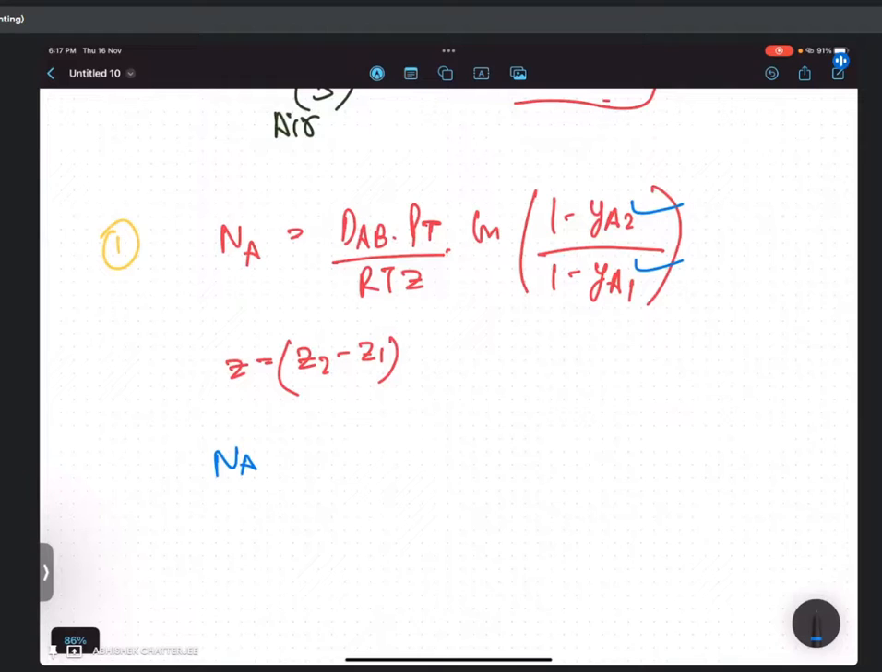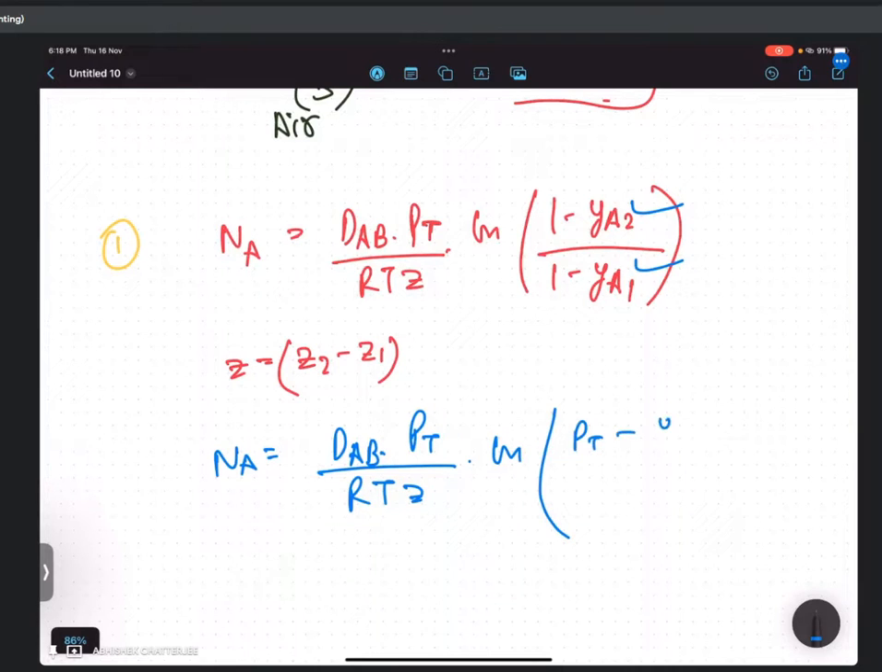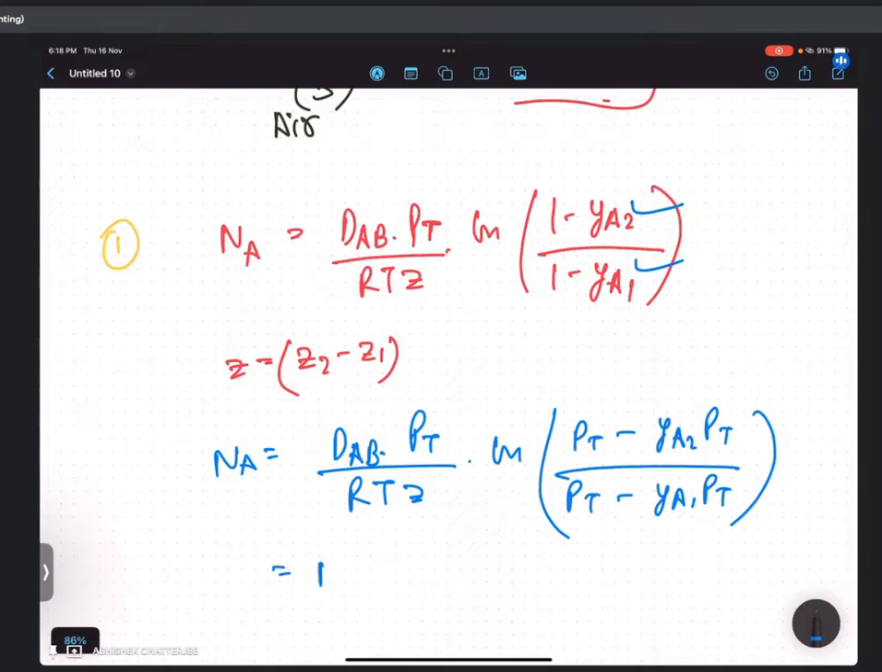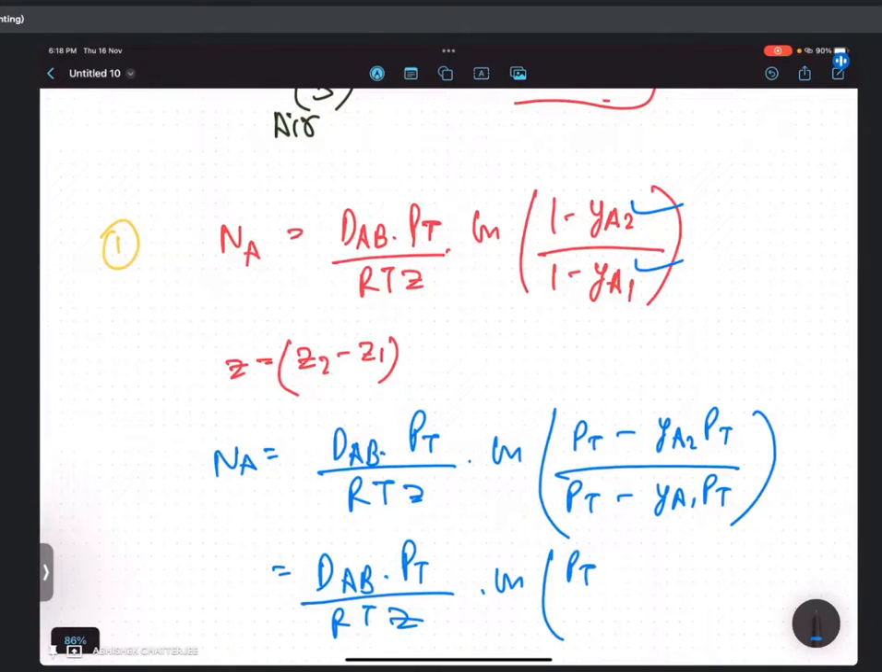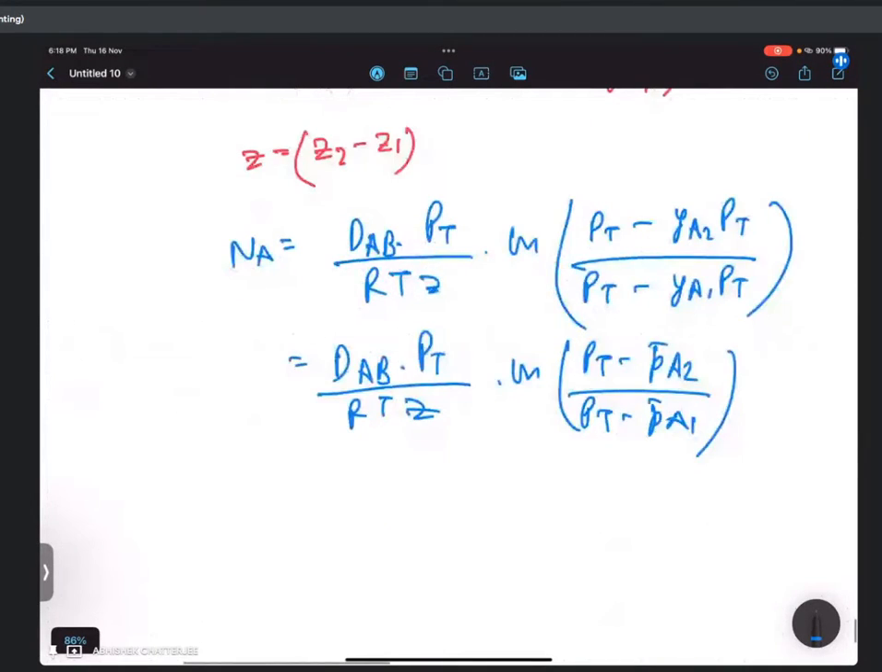Now suppose you want to represent it in terms of partial pressure. So what to do? In terms of partial pressure, just multiply in the numerator and the denominator by total pressure. So this will become Ya2 into PT and again PT minus Ya1 into PT. So this will just get converted into DAB into PT by RTZ and into ln (PT minus PA2 bar) and (PT minus PA1 bar). Clear? Now this is the second representation.